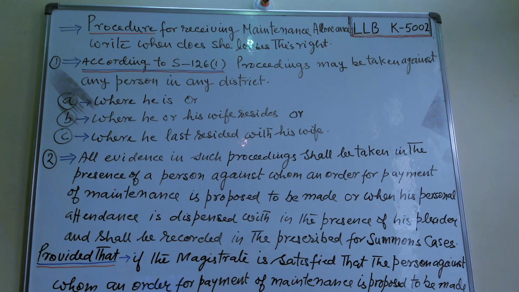First point. According to section 126(1), proceedings may be taken against any person in any district: A. where he is, or B. where he or his wife resides, or C. where he last resided with his wife.